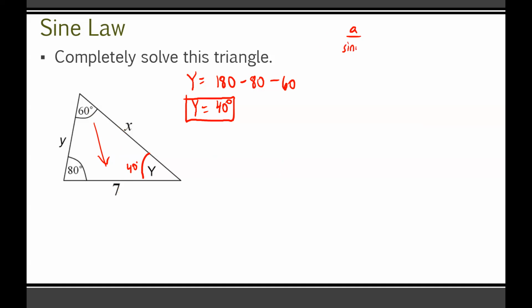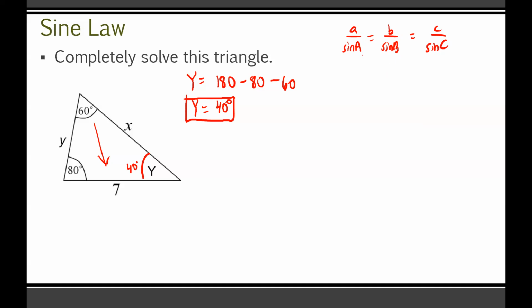Little a over sine capital A equals little b over sine capital B, which equals little c over sine capital C, right? What this means is a side length divided by sine of the angle across from it equals any other side length divided by the sine of its angle across from it, right? This is a relationship that exists with sine law. It's really, really useful in these kinds of triangles. Let's get this to work.